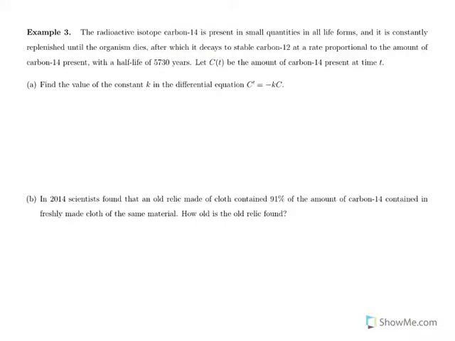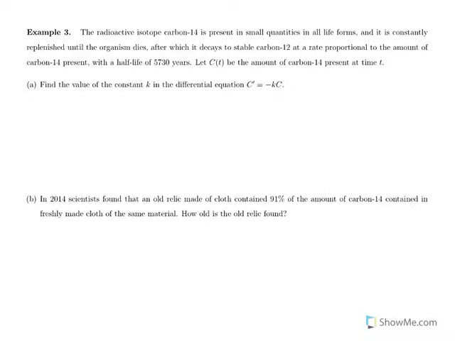All right, our next application problem has to do with half-life. So here we have the radioactive isotope carbon-14 is present in small quantities in all life forms, and it's constantly replenished until the organism dies, after which it decays to stable carbon-12 at a rate proportional to the amount of carbon-14 present, with a half-life of 5,730 years. We're going to let C be the amount of carbon-14 present at time t, and we're going to look at this differential equation. So let's go over this problem.